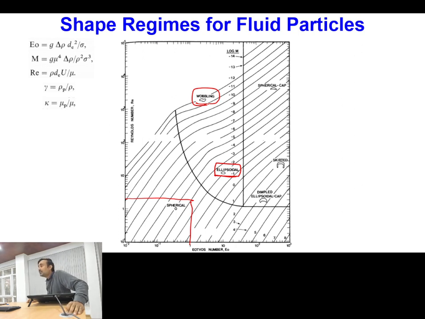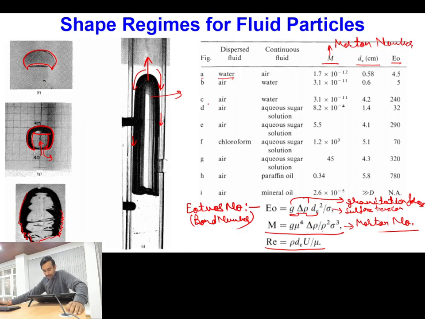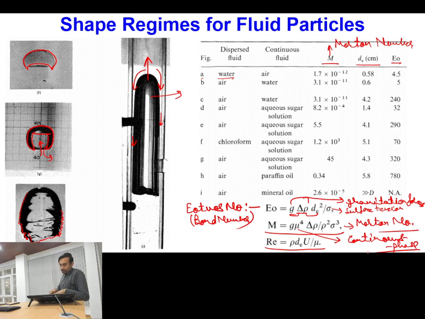Sorry? No. All these densities and viscosities correspond to the continuous phase. You have to remember one important point: when I am defining these dimensionless parameters, the density rho and mu here are nothing but properties corresponding to the continuous phase.